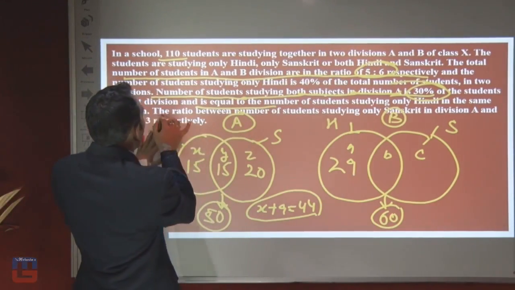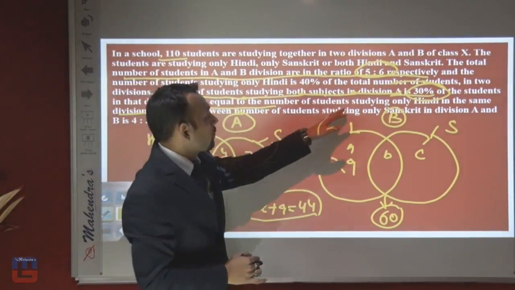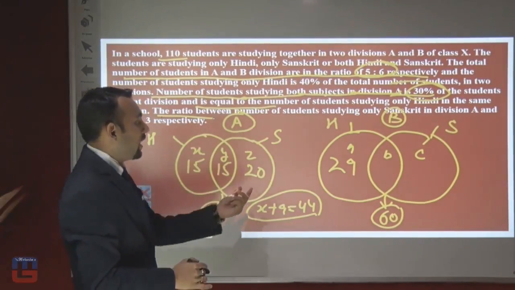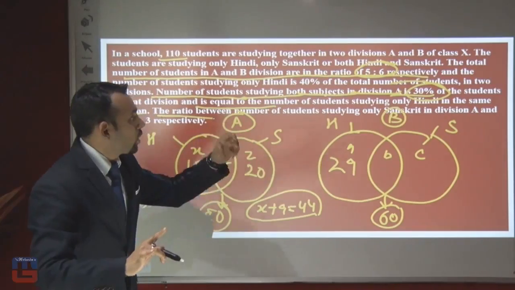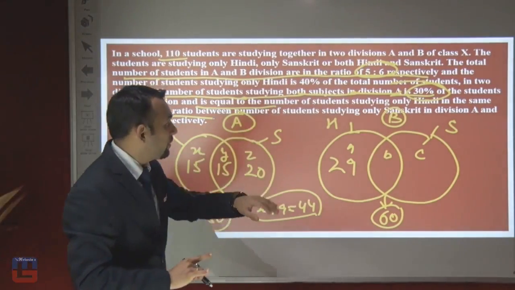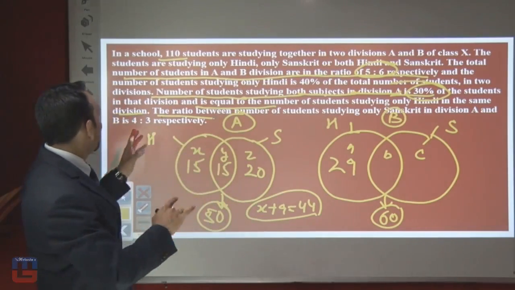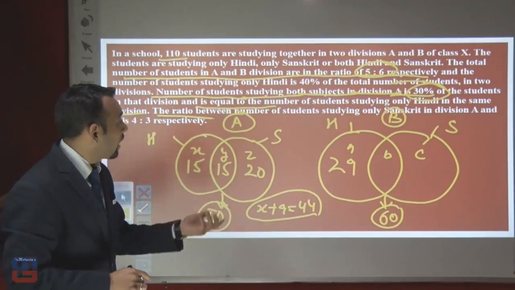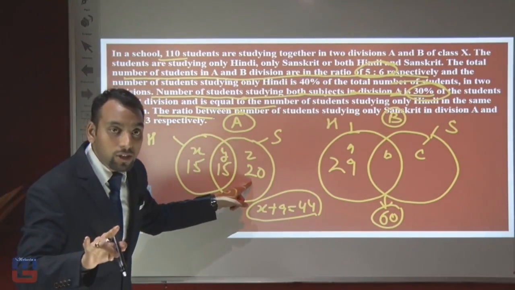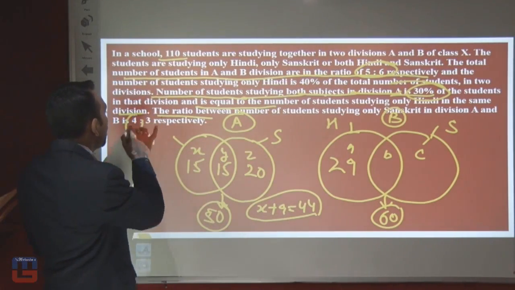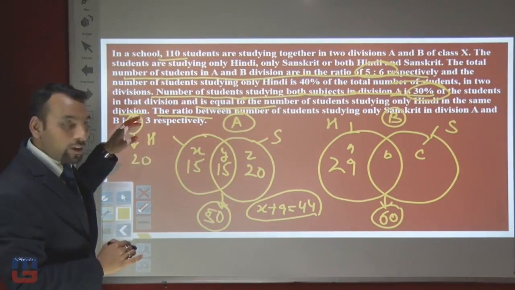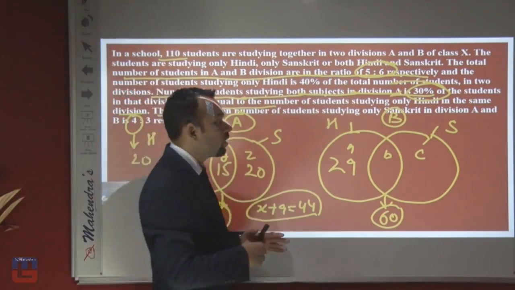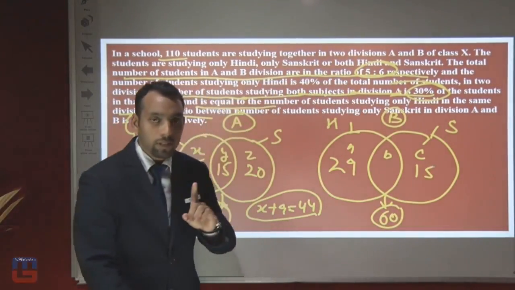Next line is saying the ratio between the number of students studying only Sanskrit in division A, that is 20, right? Number of students studying only Sanskrit in division A, that is 20, and B is 4:3, which means in division A the ratio is 4, but the actual value is 20. So we can say that this 4 ratio will be equal to 20, 1 ratio will be equal to 5, then 3 ratio will be equal to 15, which means this will be 15.